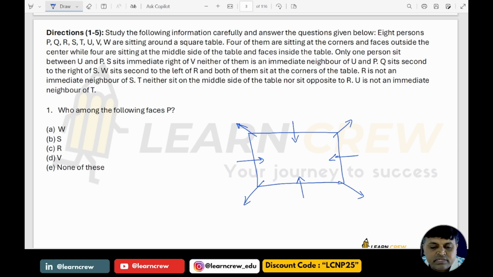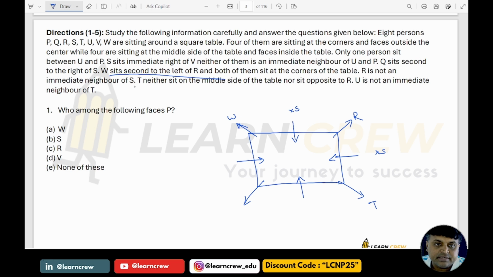W is second to the left of R, and both of them sit at the corners of the table. I am taking it like this. R is not an immediate neighbor of S. Next, T neither sits on the middle side of the table nor opposite to R. T is not in the middle, not opposite to R, so T is here.